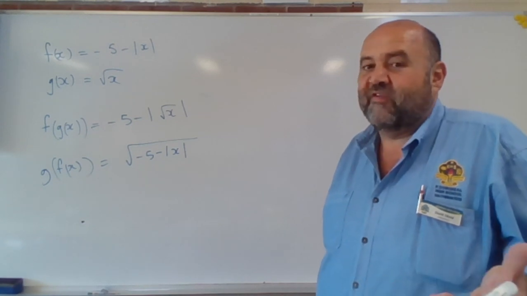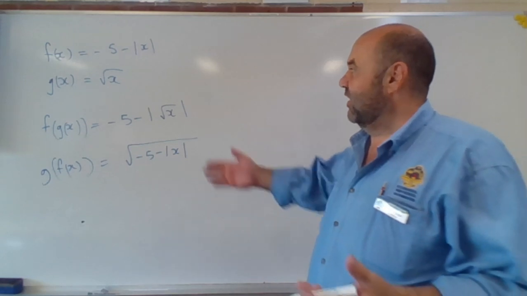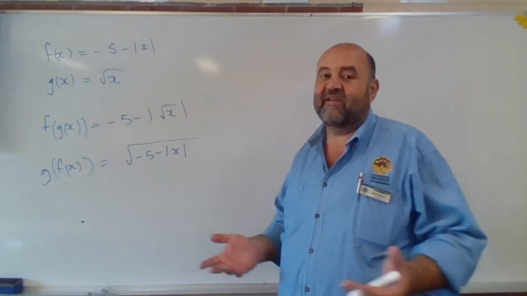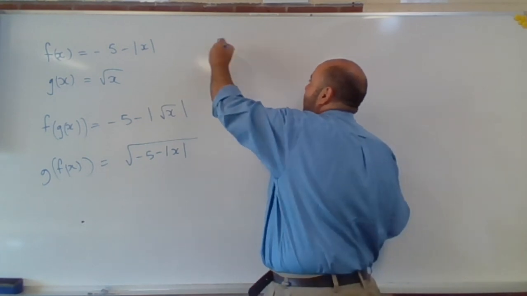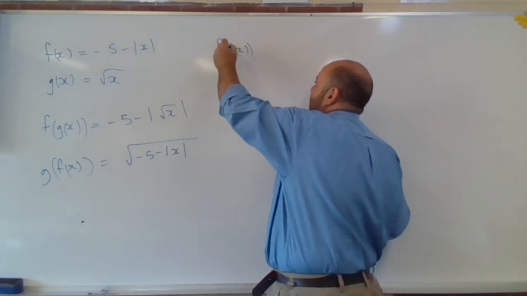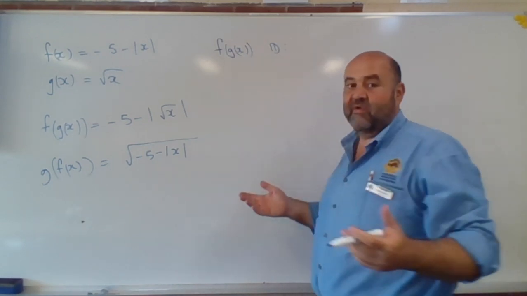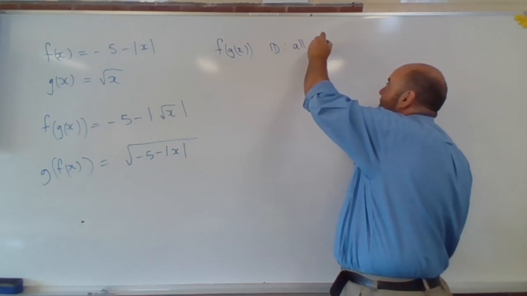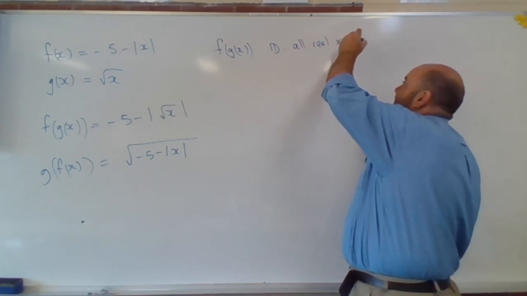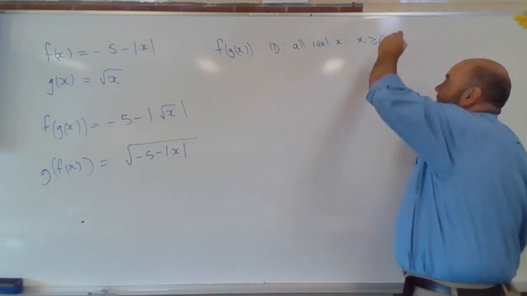Well, we just follow the normal rules we do for domain and range. What am I not allowed to do when it comes to square roots? Well, I'm not allowed to square root a negative. So for f of g of x, my domain, I can't square root a negative, so my domain is all real x, such that x must be greater than or equal to 0.